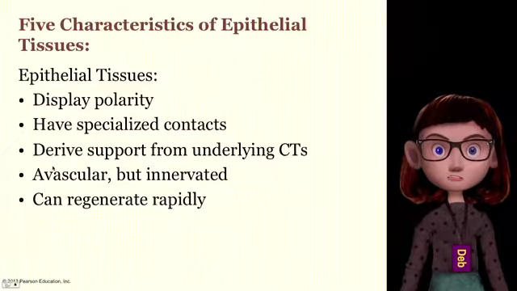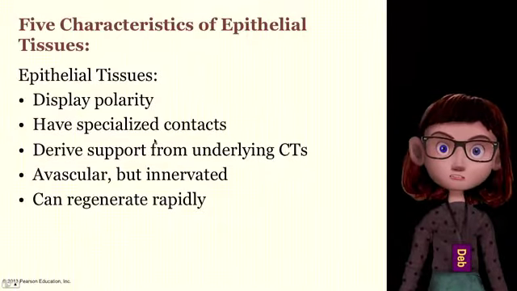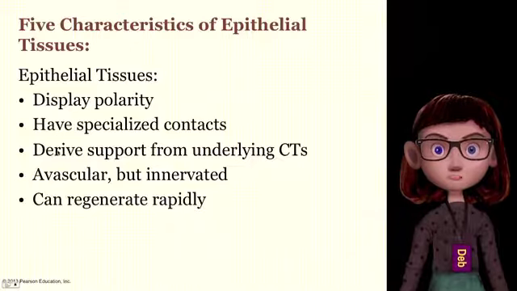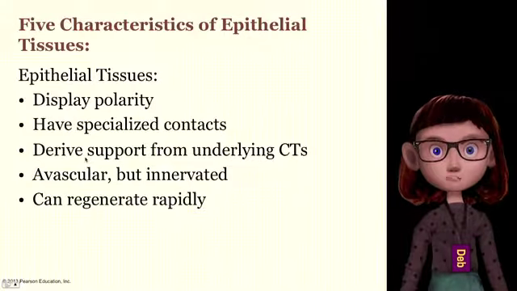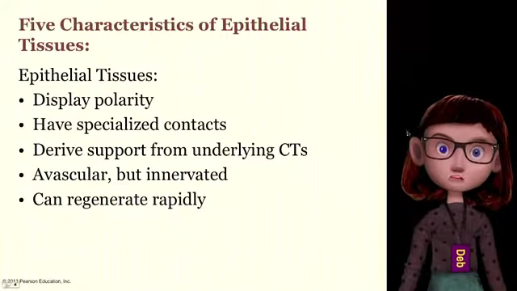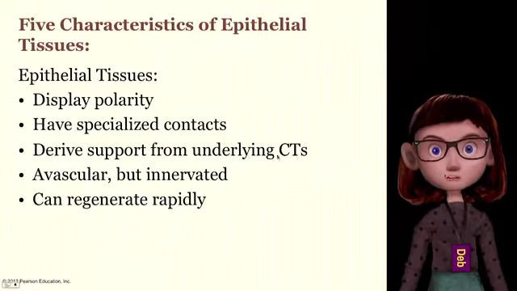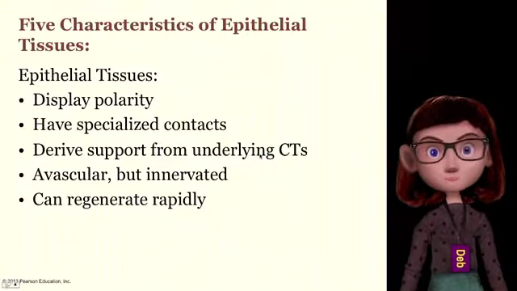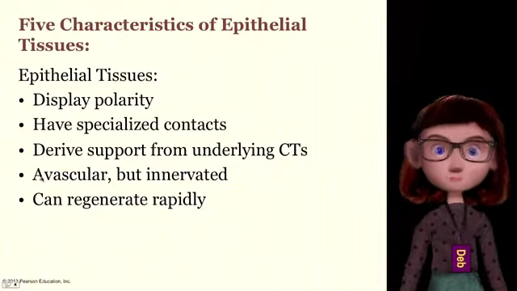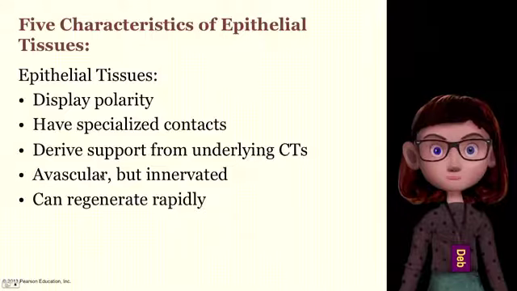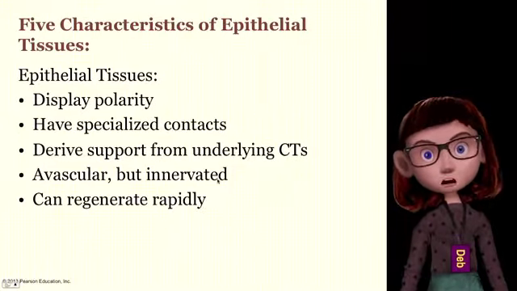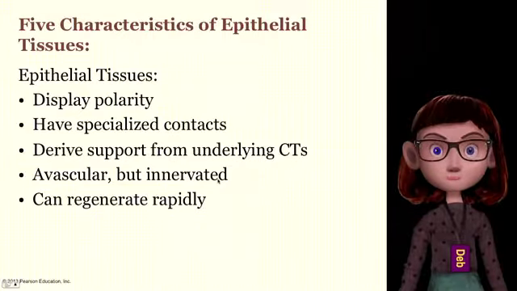Then they also, most of them have specialized contacts. Epithelial tissues derive support from underlying connective tissues because on their own they're kind of fragile. They need some type of support. So there's going to be an underlying connective tissue to which the epithelial tissue is attached. Epithelial tissues are avascular, meaning they do not have blood vessels, but they are innervated, meaning that they do have nerves that supply the tissue.